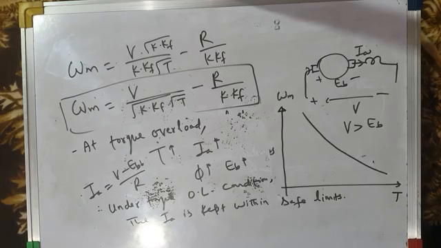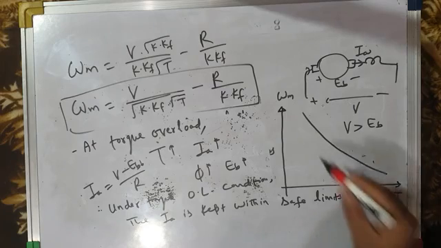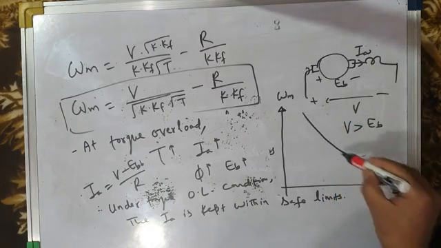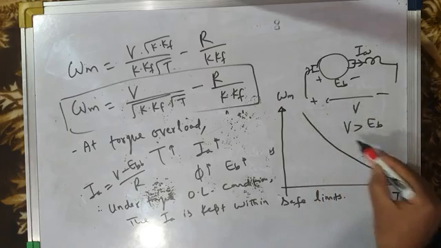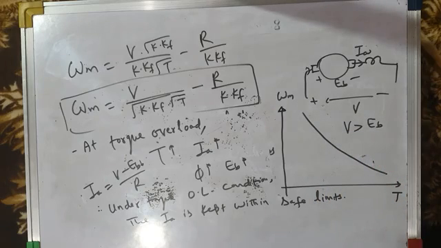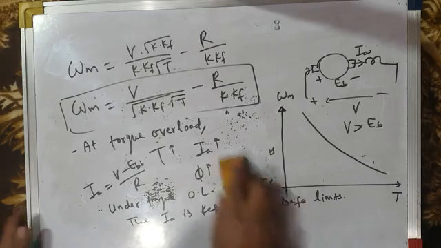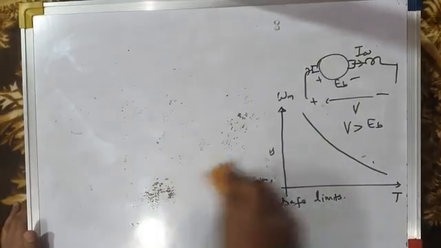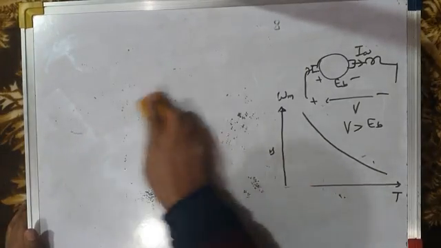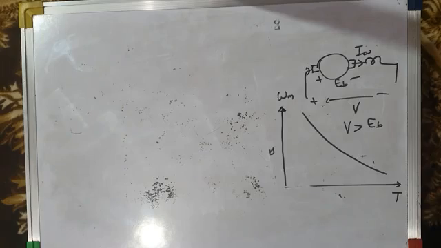And let me tell you, at very high overloads, magnetic saturation of the field circuit takes place, and the speed torque characteristic, which is almost parabolic in nature, will almost become a straight line. So this tells us that it is possible to use the DC series motor under torque overload conditions also, because the armature current is kept within safe limits.